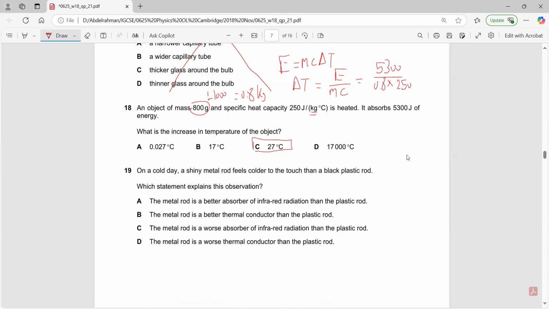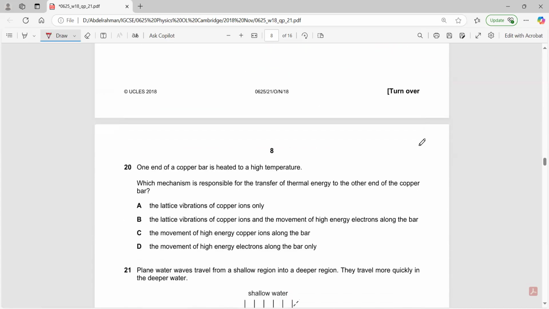On a cold day, a shiny metal rod feels colder to the touch than a black plastic rod. Why is that? Because metals are good conductors. The metal rod is a better thermal conductor than the plastic rod, which is correct. Question 19 is definitely B.